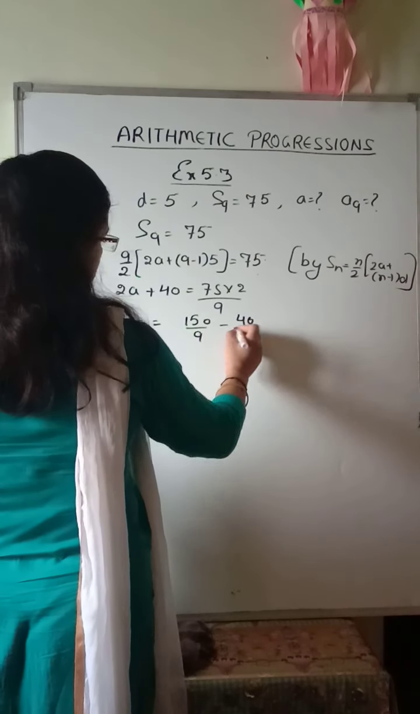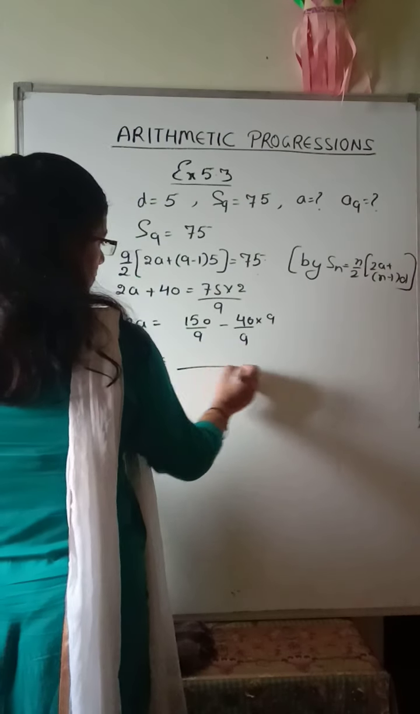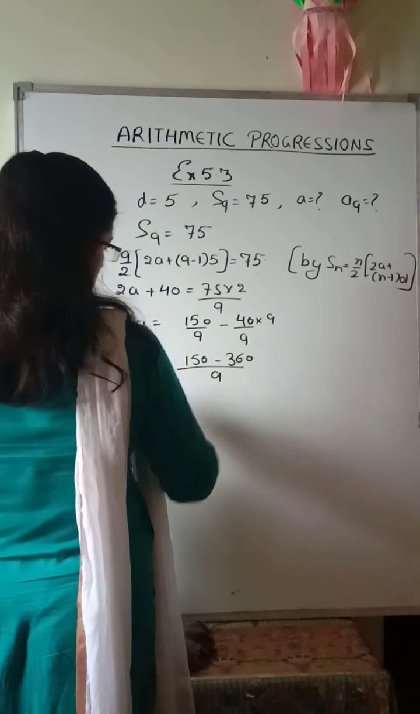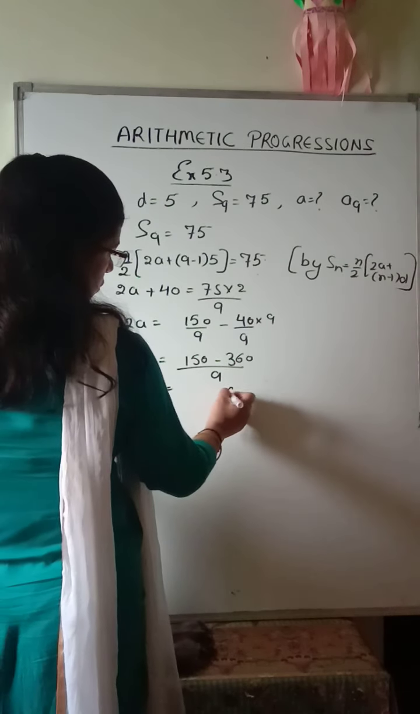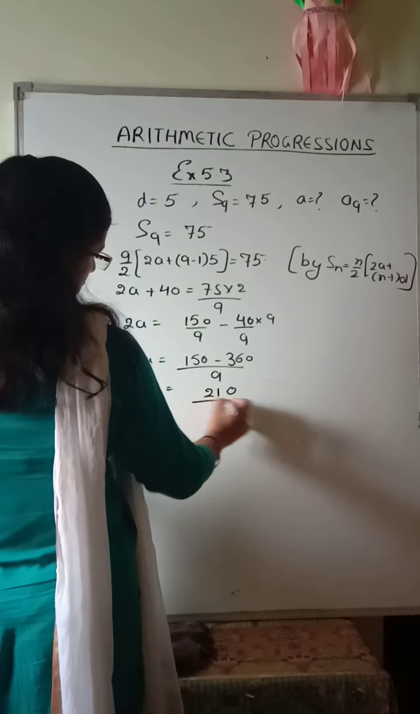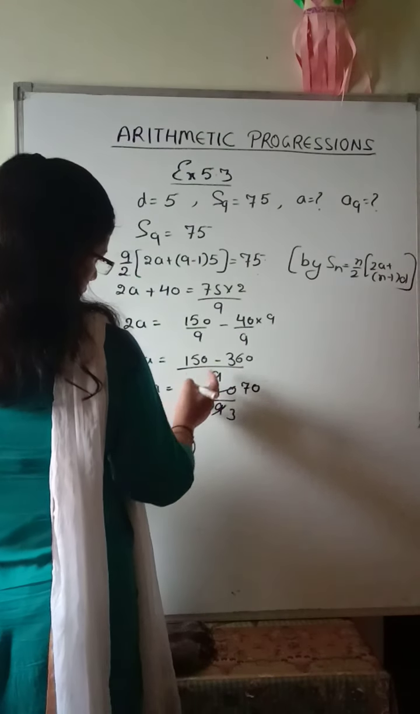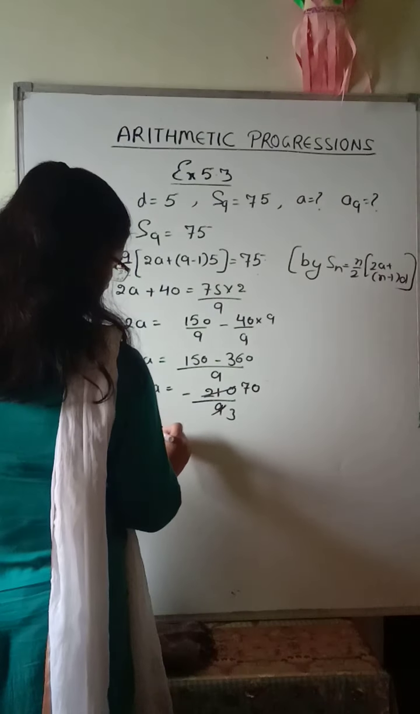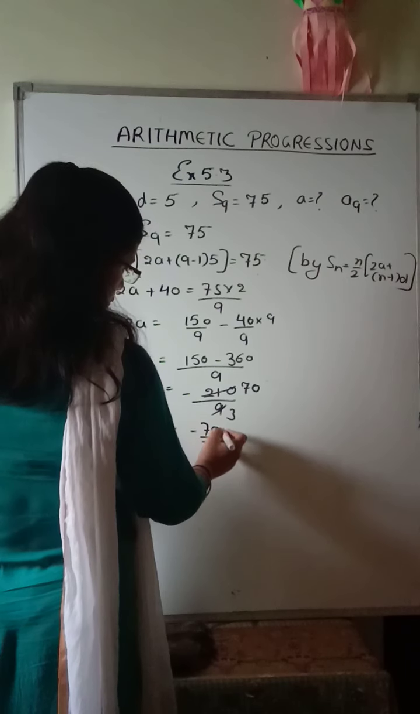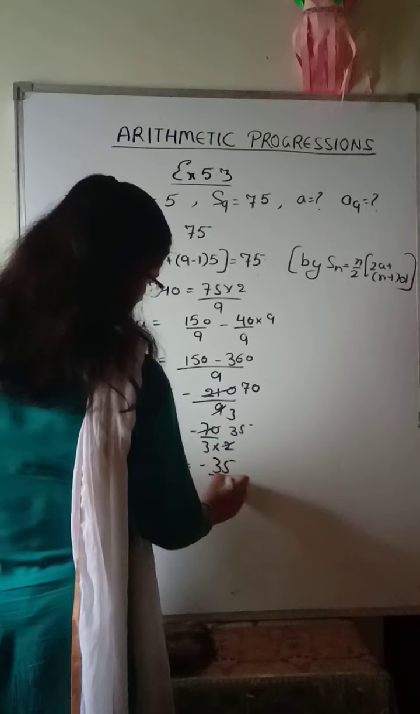So we have to take the LCM. So what can I do? 9 into 9. Okay, so 2a equals to 9 is the LCM. So 150 minus 9 4s are 36, 360. So 2a equals to 0, 6 minus 5, 1, and 3 minus 1, 2. 210 divided by 9. So 3 3s are 9, 3 7s are 21, 0. So this is minus. So a is equals to minus 70 upon 3. 2 I am sending in denominator. So 35 2s are 70. So a is equals to minus 35 upon 3.